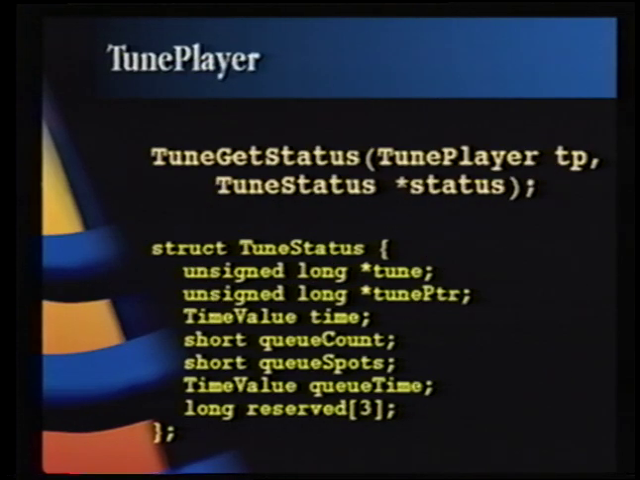You can also find out what the tune player is doing with the tune status call. It will tell you very roughly where in the tune it is when you make the call and how much time has elapsed. The only fields in here that are really accurate are queue count and queue spots, which say how many more pieces of tune you can queue up into it and how many are already queued. In the music media handler for QuickTime, it typically fills it up until it's full and then waits for a queue spot to become non-zero so it can add some more samples.